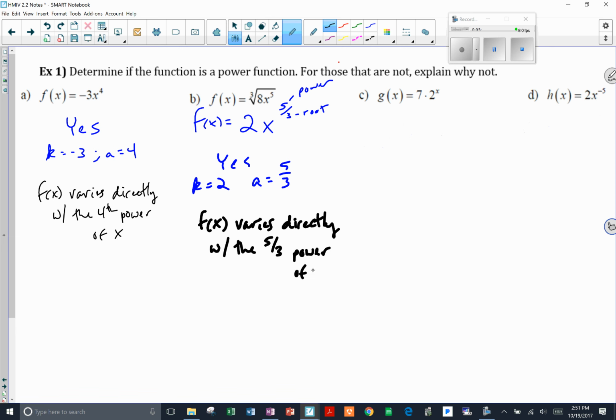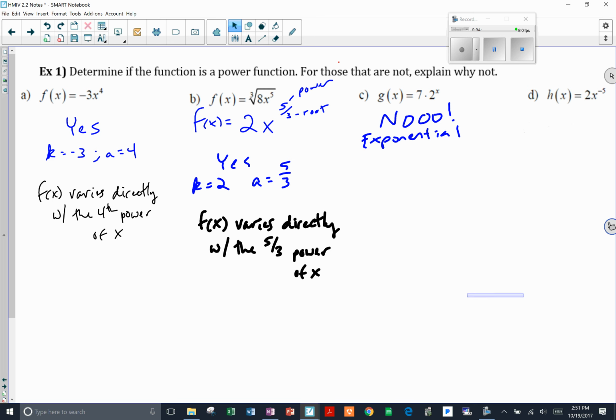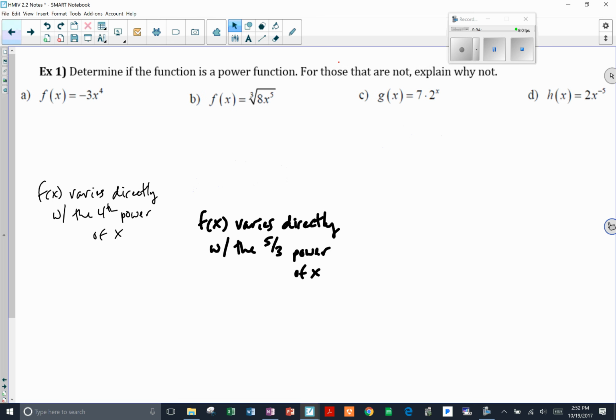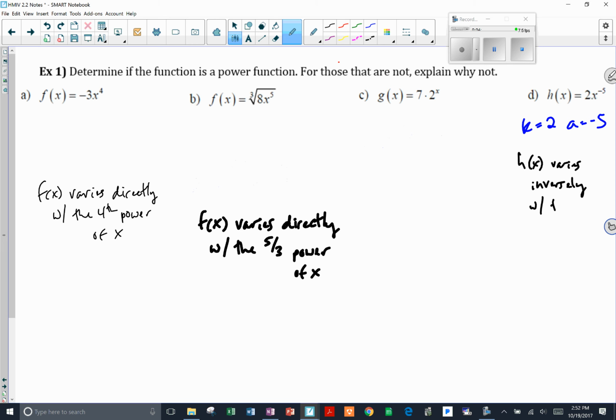All right, this next one here, 7 times 2 to the x, that's an exponential. Okay, base is 2, so it's growth, but it's not a power function. And then our last one here is a power. Now this one would be inverse because of the negative. So we would say that h of x varies inversely with the 5th power of x.